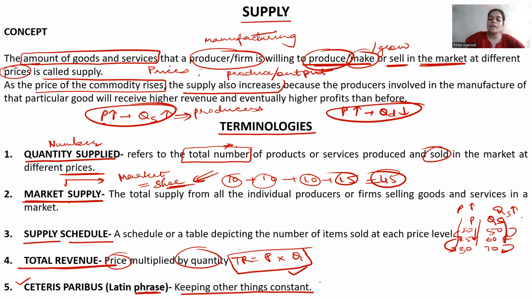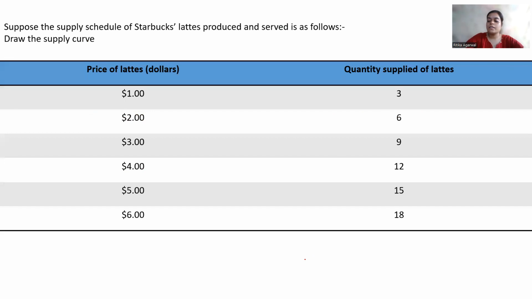So like in demand, there were different determinants that affected demand. We also have determinants that affect supply. Not similar, the determinants are different, but yes, there are determinants that affect the supply of a good or service as well. So let's see them further. First, we have a supply schedule of Starbucks lattes produced and served.